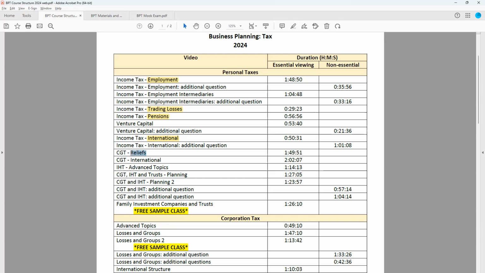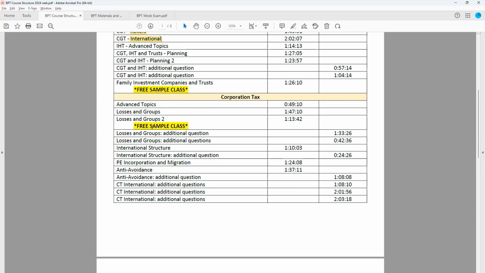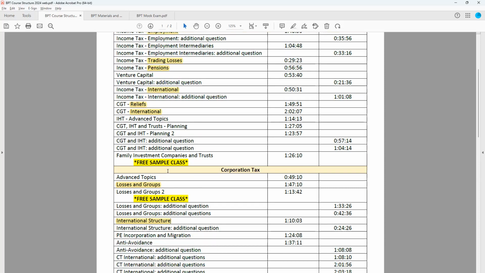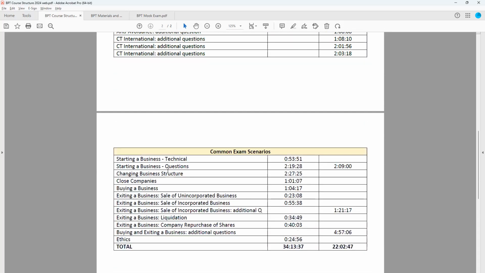So CGT, reliefs as a subtopic, international aspects as another subtopic there, and corporation tax you can do in the same way. So like losses and groups as one area, international structure as another area, PE, incorporation, etc. And this will make BPT much more manageable.